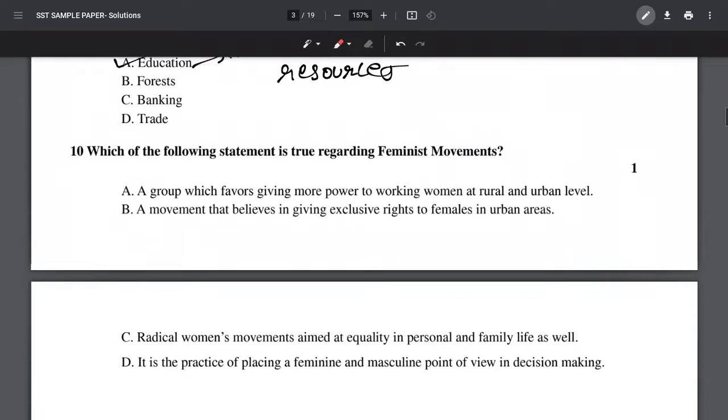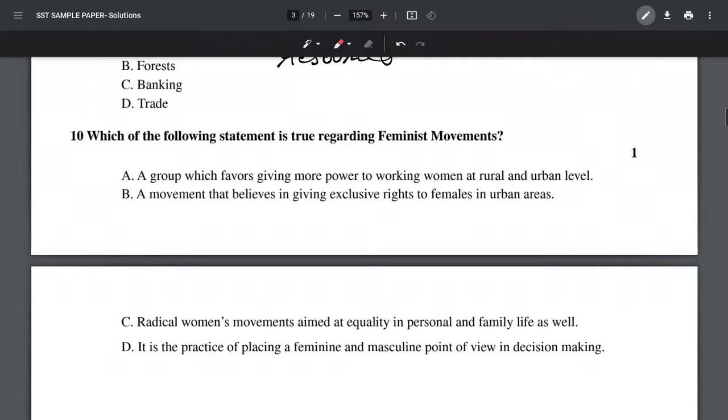All right, let's see next one. Which of the following statements are true regarding feminist movements? The movements took place for the rights of women, right? So let's see. A group which favors giving more power to working men or women at rural and urban level. We have to find the true one, isn't it? Not more power. Basically, we should have said it is like more salary and equal level. So I don't think that's correct. No, that is a wrong statement.